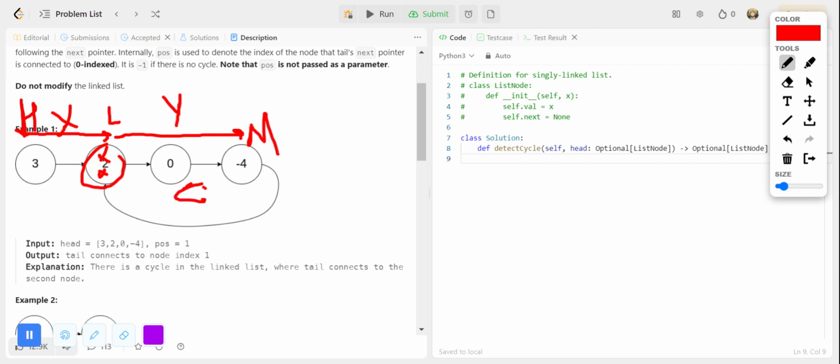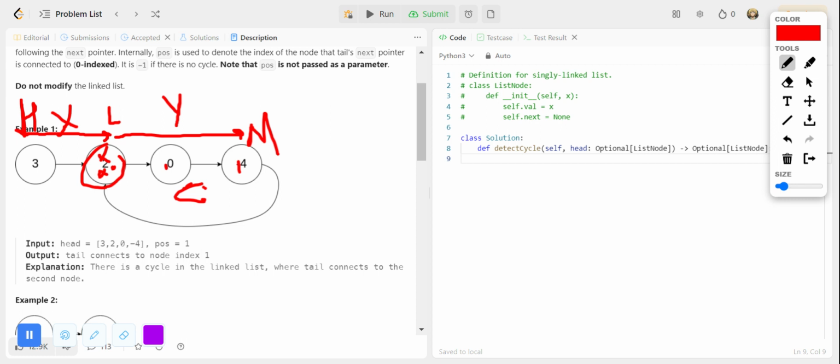So as you can see, how many nodes do we have in a circle? We have three nodes: this node, this node, and this node. They are in a circle. So c is going to be three. We have three nodes in a circle, so that is the length of the circle.